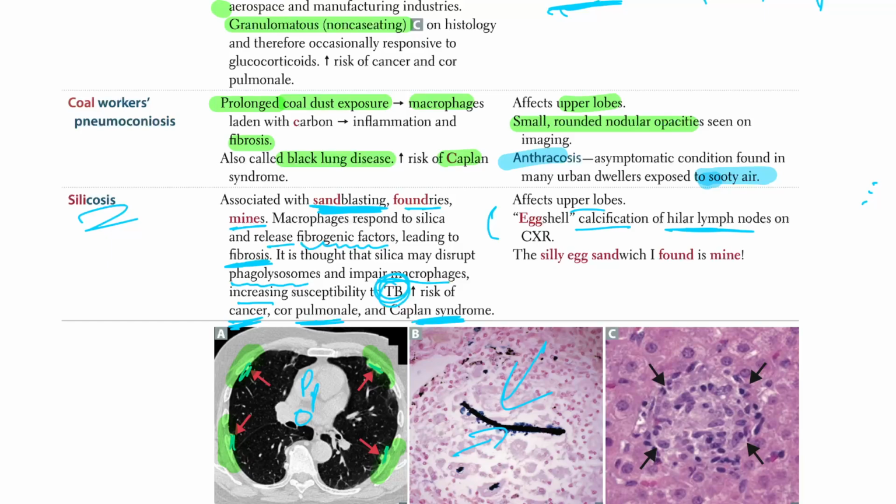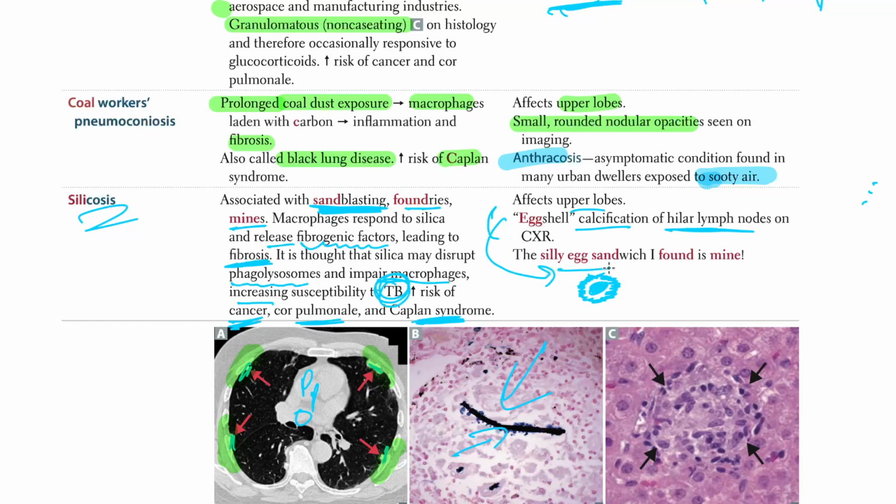What is an eggshell calcification? Okay, let's say you have a lymph node here. So what is eggshell calcification of that lymph node? So this is a lymph node, let's say a hilar lymph node. The calcification is just on the sides, on the periphery, on the rim of that lymph node. And that looks like an egg, called eggshell calcification.